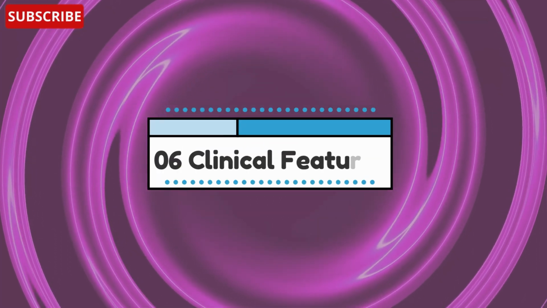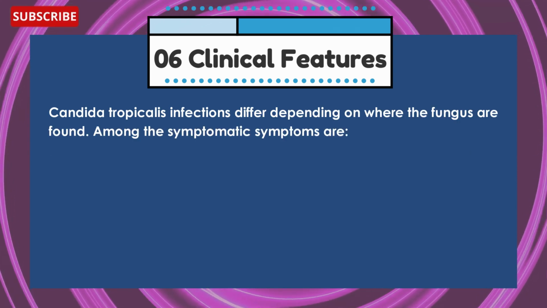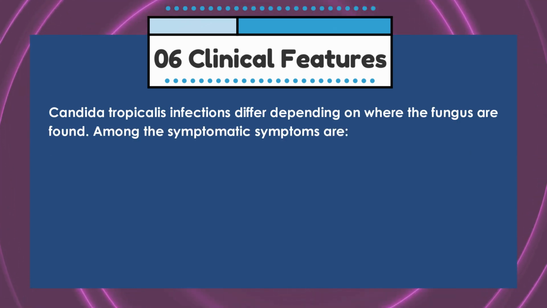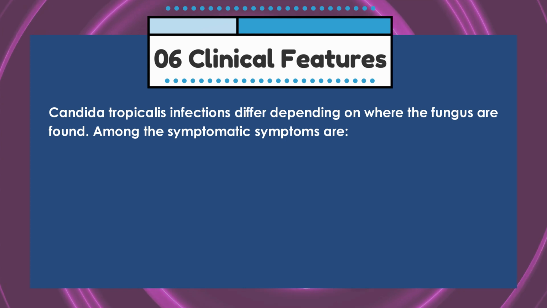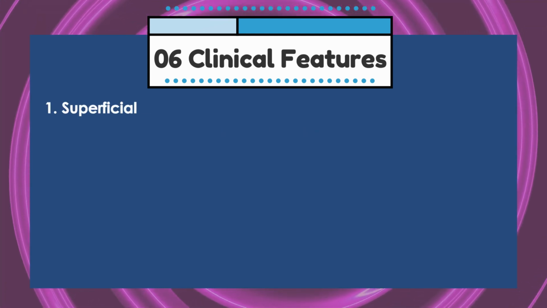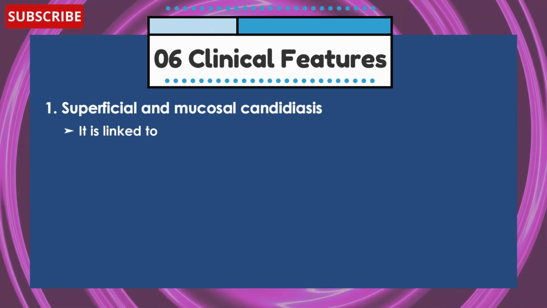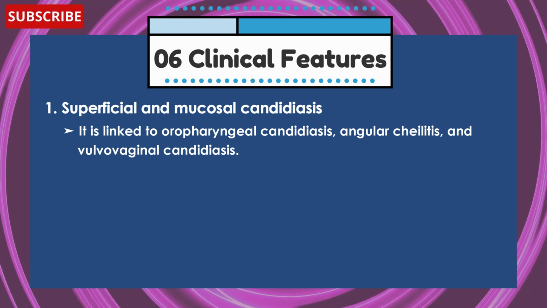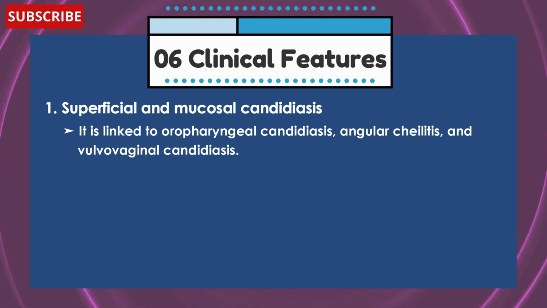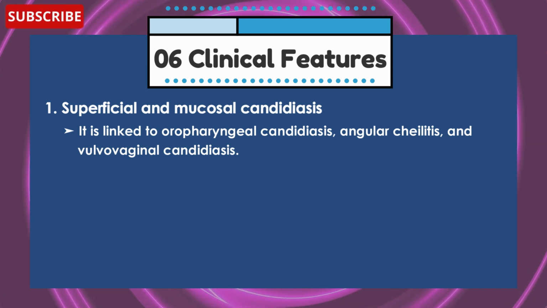Clinical features of Candida tropicalis infection. Candida tropicalis infections differ depending on where the fungus is found. Among the symptoms are, number 1, superficial and mucosal candidiasis. It is linked to oropharyngeal candidiasis, angular cheilitis, and vulvovaginal candidiasis.